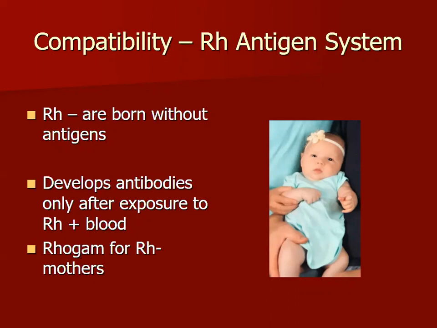All right, so compatibility. Let's talk about that Rh antigen system that we already talked a little bit about. Rh negative people are born without antigens. So what's the most common method in which Rh negative humans are exposed to Rh positive antigens? Well, childbirth. But transfusions are important too, because it can cross over if you don't get the right antigen that you're giving.